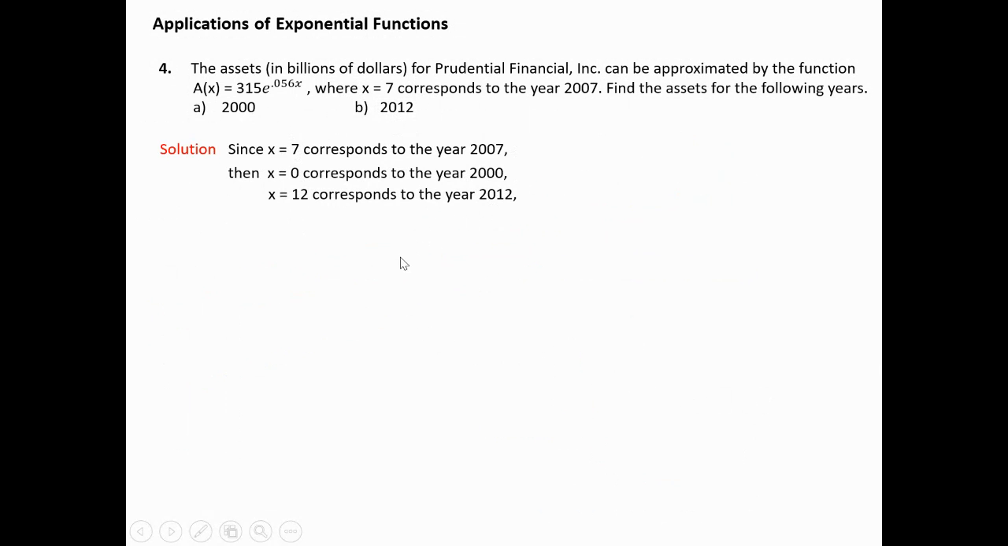2012. So what we do, we're going to evaluate it at A of 0, because it's the year 2000, we're going to plug in 0 for the x's. And I repeat, remember before, so 0.056 times 0 will give us 0. Anything to a 0 power will give us 1, right? So that will give us 1. So 315 times 1 will give us 315. But remember, the assets are in billions of dollars. So this will be equal to $315 billion.